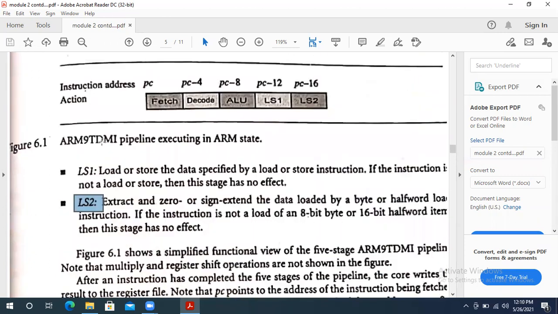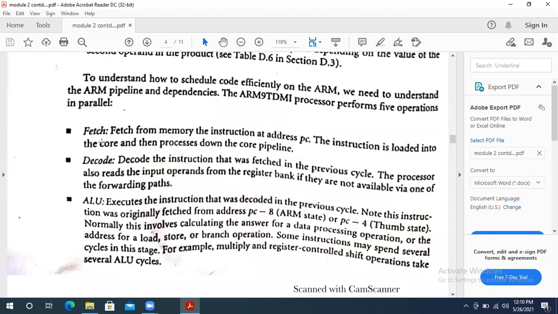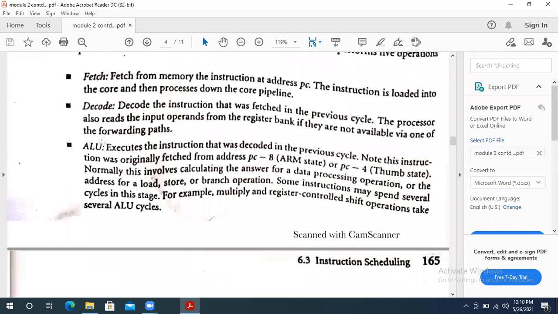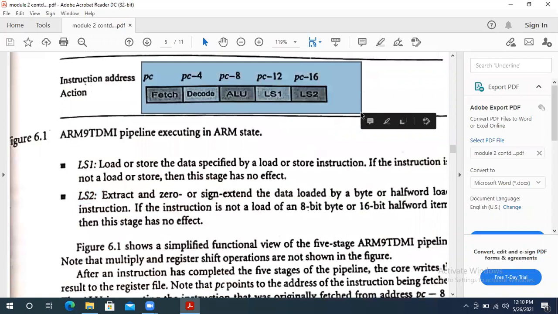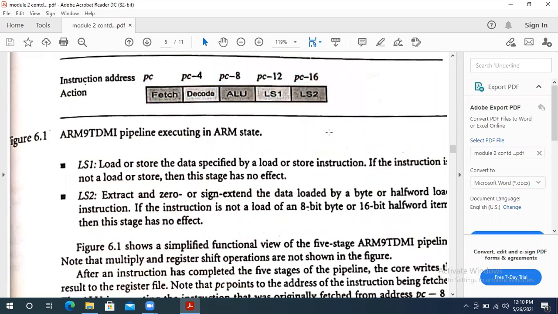So these are the five operations we have to do for the instructions. First is fetch, decode, ALU, LS1, LS2. This topic is very important, because in a previous exam this question was asked: explain the ARM9 TDMI operations. If you get that question, you have to write all these five operations and draw this diagram here. They ask for 6 marks or 8 marks also. So you have to explain all the five operations and draw this diagram here.